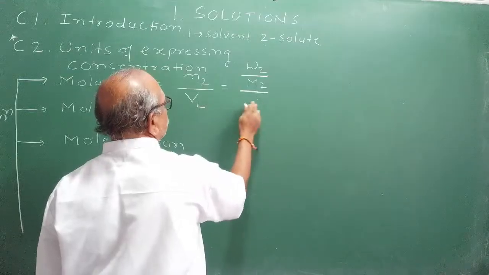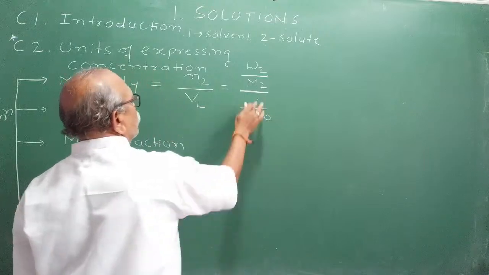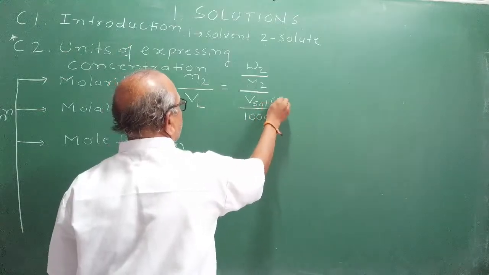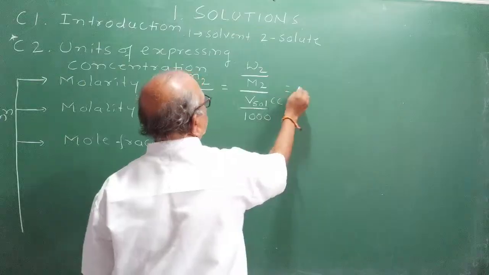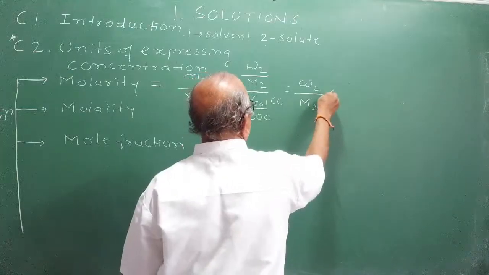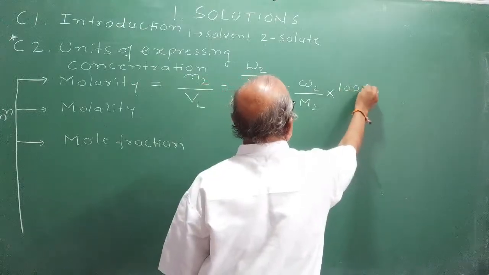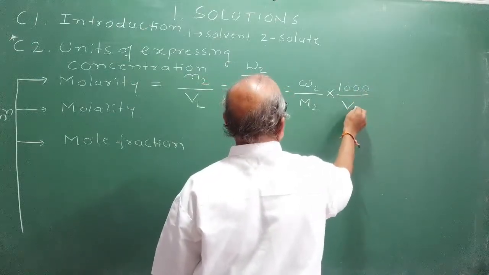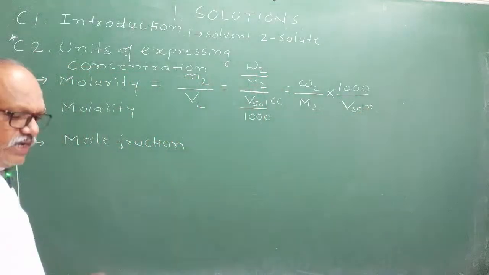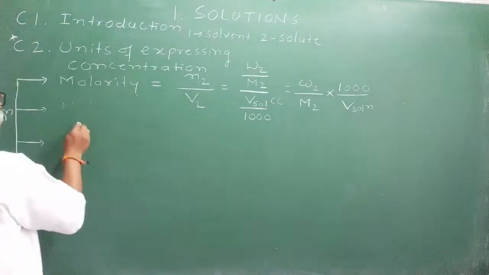How do you convert a liter in cc? Suppose that it is in cc, it is 1000. Volume of the solution in cc, if it is there, then the formula becomes W2 upon M2 into 1000 divided by volume of the solution. The denominator 1000 goes to numerator. Remember carefully, what is the formula to calculate molarity? First of all, you note down the formula. And molality.